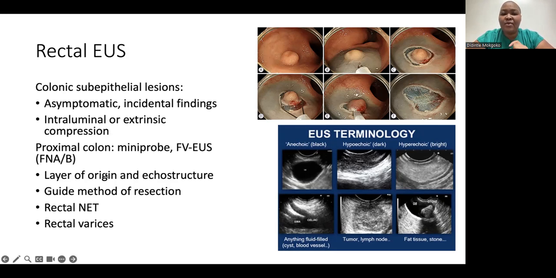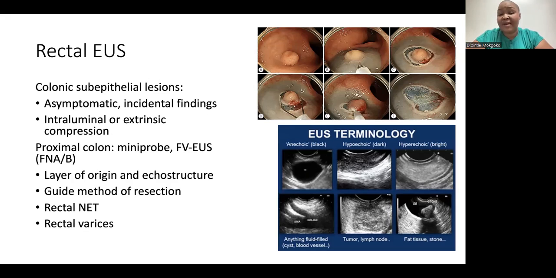As mentioned, you evaluate the layer of origin and the echo structure and the properties of this lesion. It guides a method of resection if you do EUS on a rectal lesion, and there are some lesions in the rectum that have very particular endoscopic features. Lipomas, for example, are very intensely hyperechoic because they're full of fat.